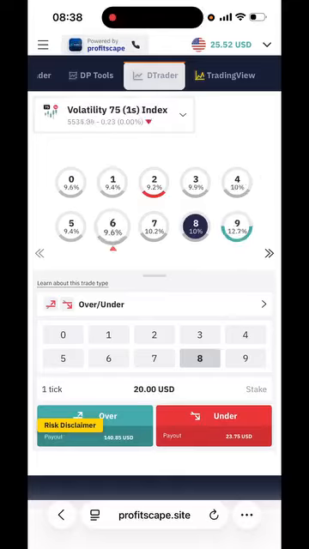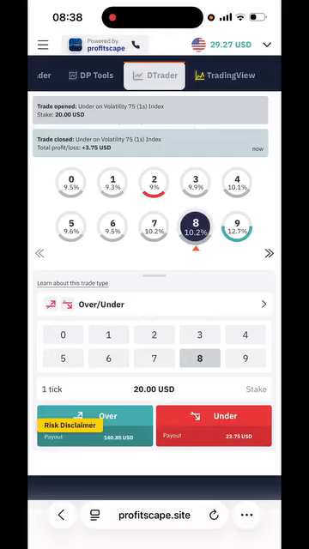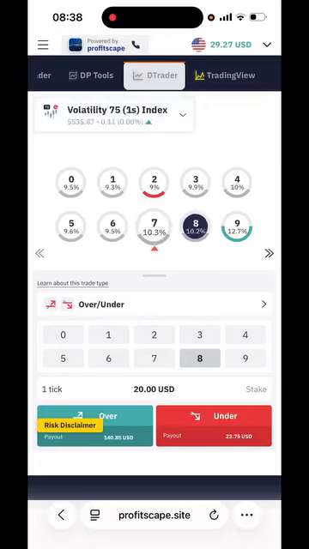1, 2, 3. We don't trade. 1. Yes, we wait for that dominance to be created on 0 to 7. 1, 2, 3. Where's the fourth one? There. I'm going under. So I'm at $29. Let me take my second move. 1, 2, 3, 4. We don't trade.